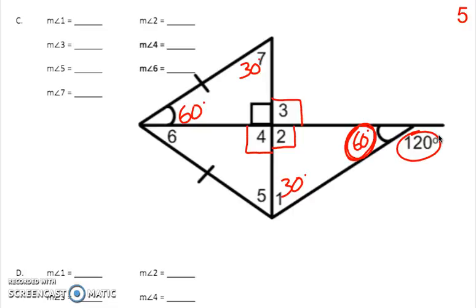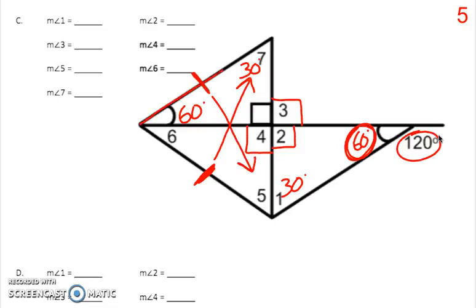Now, the trick might be this. We're going to try to find angle 5 and angle 6. But look, we have a tick mark here, and we have a tick mark here. So we know that the corresponding angles are going to be congruent.